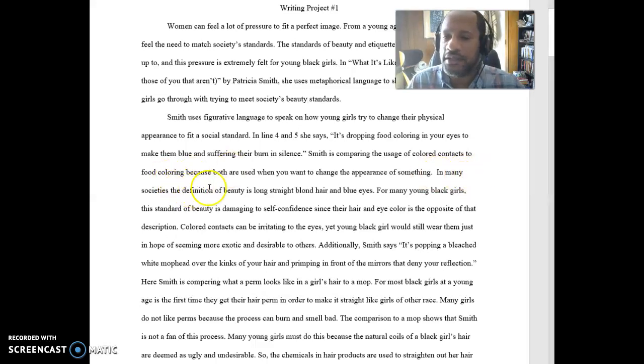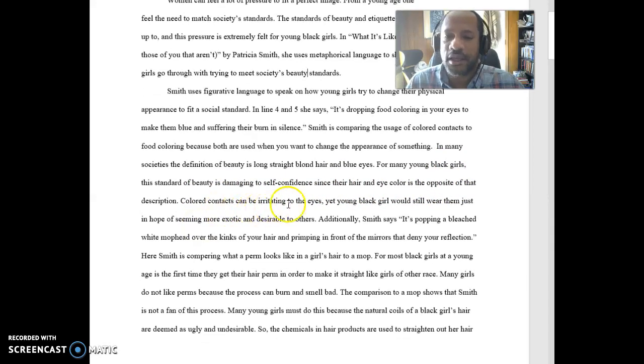In many societies, the definition of beauty is long, straight, blonde hair and blue eyes. For many young black girls, this standard of beauty is damaging to self-confidence, and their hair and eye color is the opposite of that. Colored contacts can be irritating to the eyes, yet young black girls would still wear them just in hope of seeming more exotic and desirable to others. Okay, and see how that person's gone through and really explained this. And so now we understand what that whole thing about dropping food coloring in their eyes means.